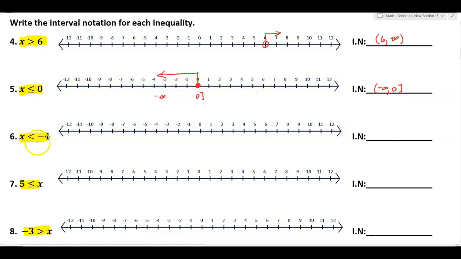Next one, x is less than negative 4. We'd go to negative 4. We're less than it, so we'd shade left. So right away, x is less than negative 4 tells me we start at negative infinity, and then we end at negative 4. Since it's an open dot and we're not equal to, it's round parentheses.